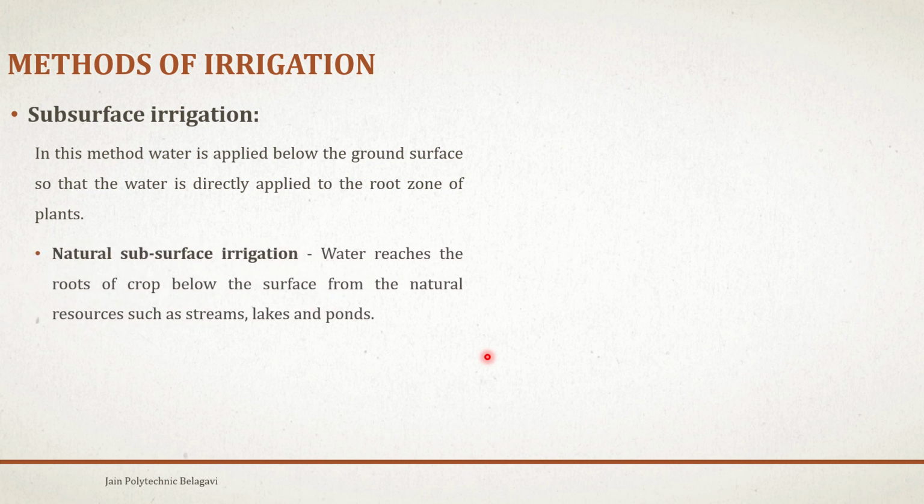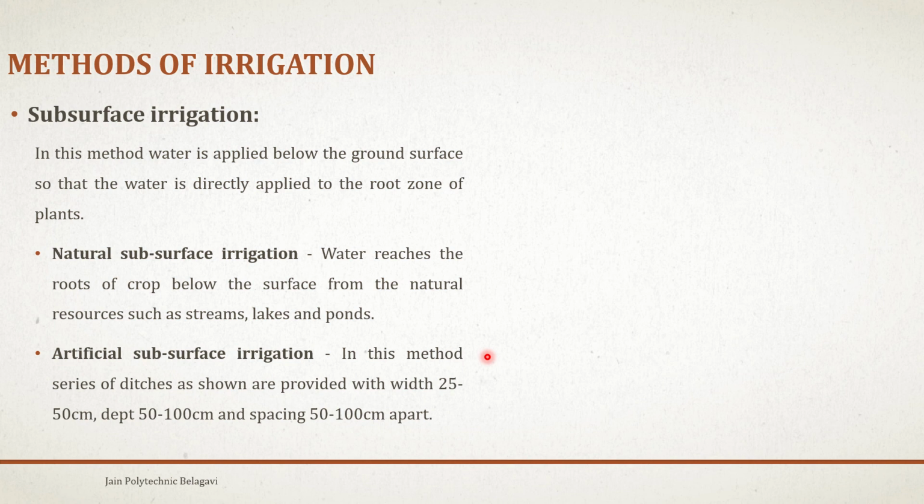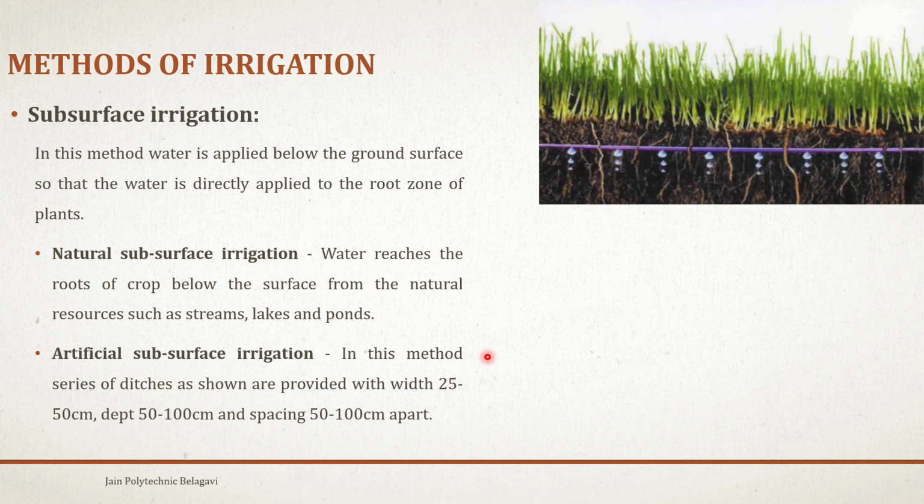Next, the natural subsurface irrigation. Water reaches the roots of crops below the surface from natural resources such as streams, lakes and ponds. When it comes to artificial subsurface irrigation, in this method a series of ditches as shown are provided, with width 25 to 50 centimeters, depth 50 to 100 centimeters, and spacing 50 to 100 centimeters apart. So this will be one type of subsurface irrigation.